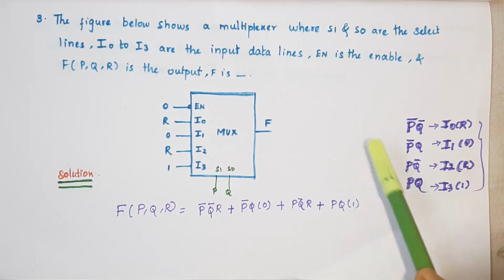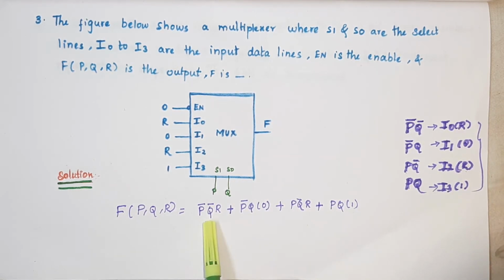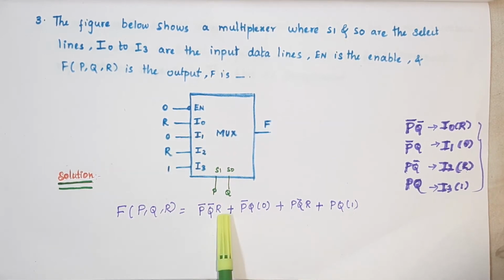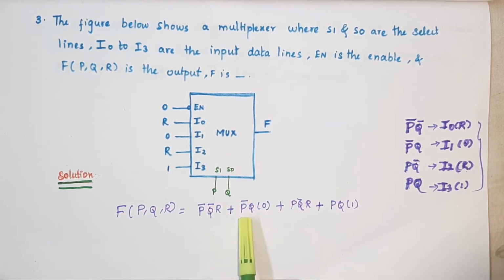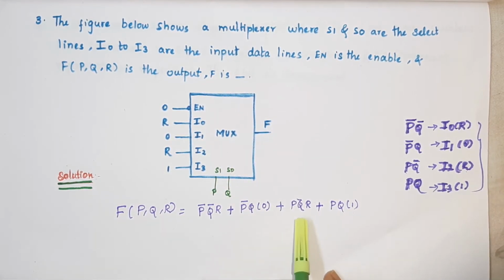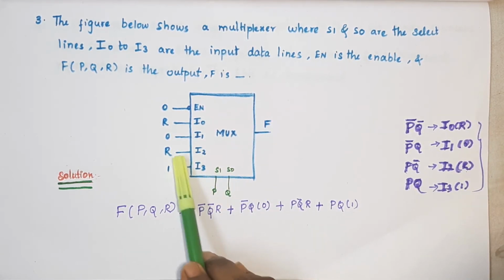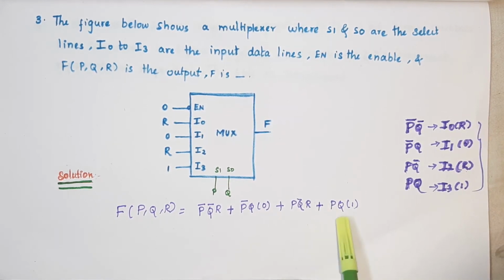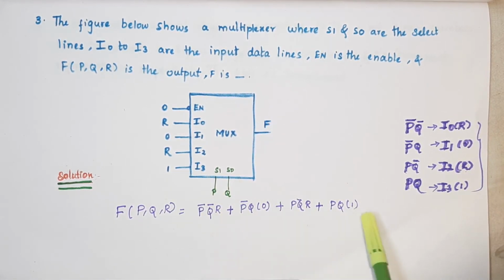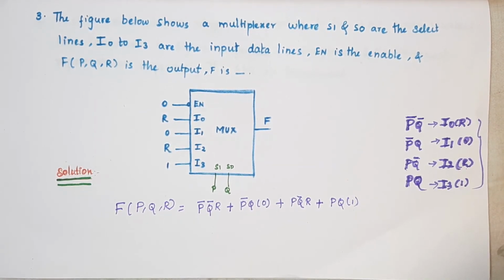So likewise, I'm going to solve this F value. I have written F is equal to, if the input is P bar Q bar, it can select I0, that is R. Plus, next, if the input is P bar Q, it can select I1, that is 0. Plus, if the input is P Q bar, it can select I2, that is R. Plus, if the input is PQ, it can select 1. Okay, so likewise, we have to write the output of the multiplexer.